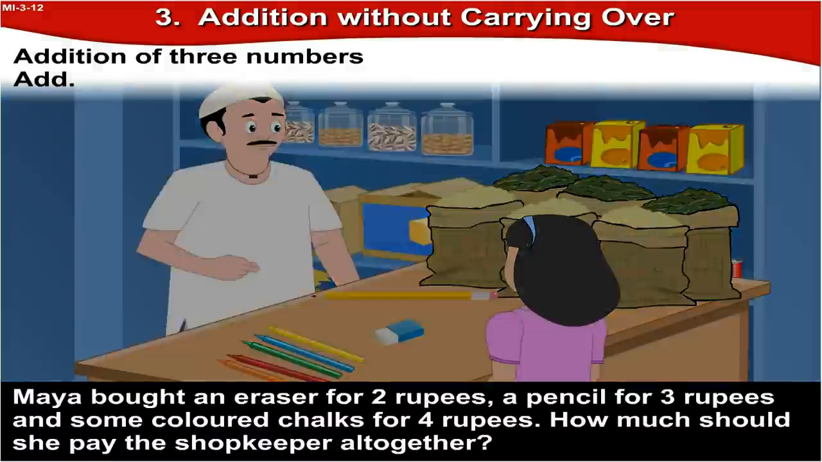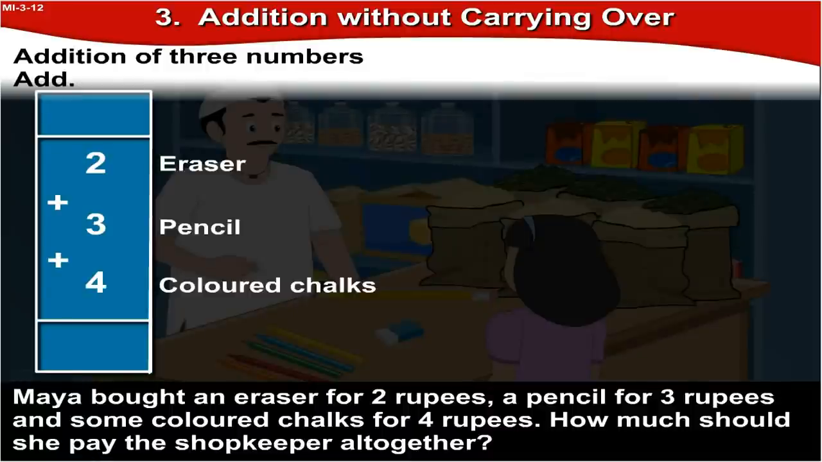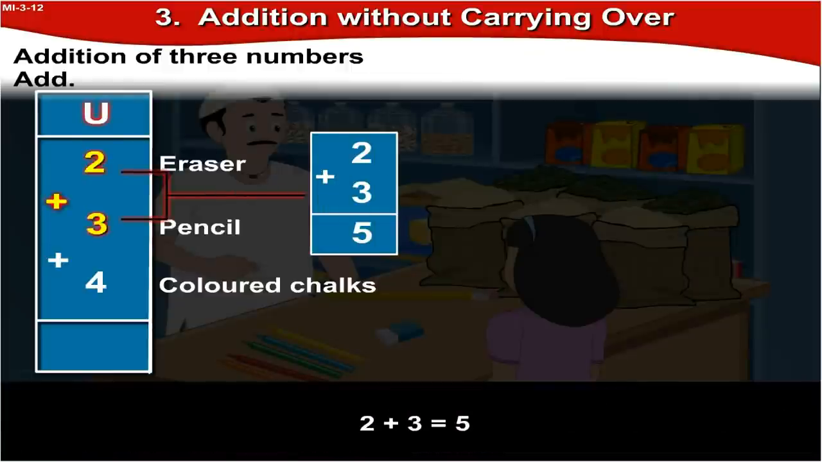Well, Maya bought an eraser for ₹2, a pencil for ₹3, and colored chalks for ₹4. Now let us arrange them vertically under units. So it will be 2 plus 3 plus 4 is equal to dash. Now 2 plus 3 makes 5.